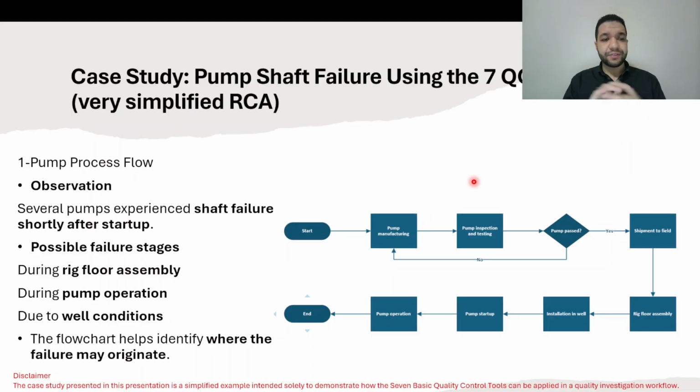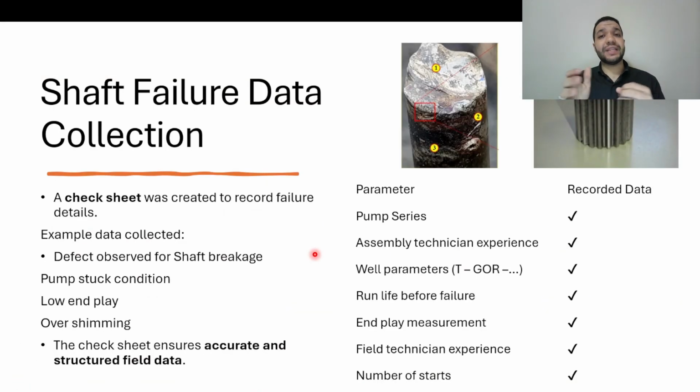So, first of all, I use the flow chart to know the pump process flow. Using the pump process flow, now I understand my process. Now I can see where the possible failure stages are. Then I go to data collection using the check sheets. Now I have structured, reliable data to dig in.